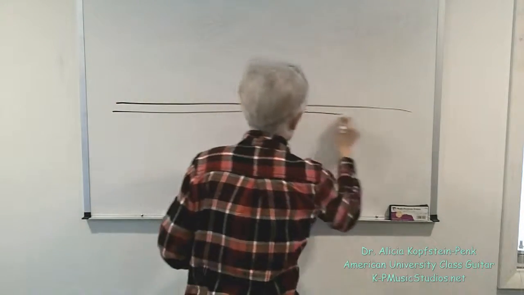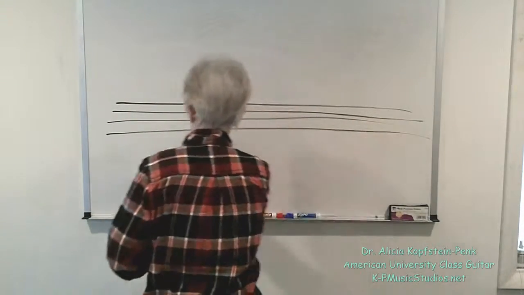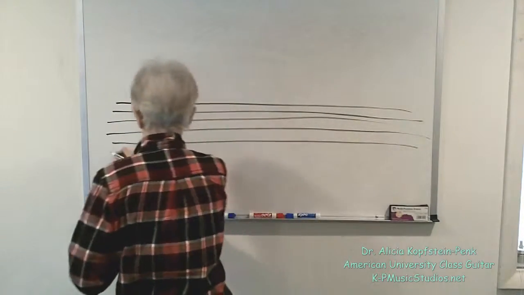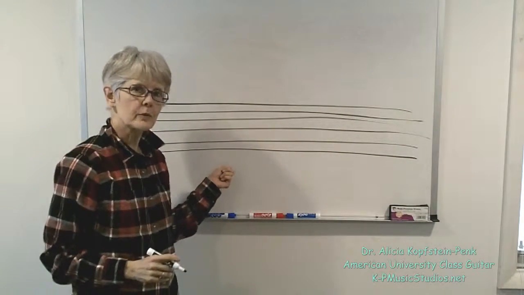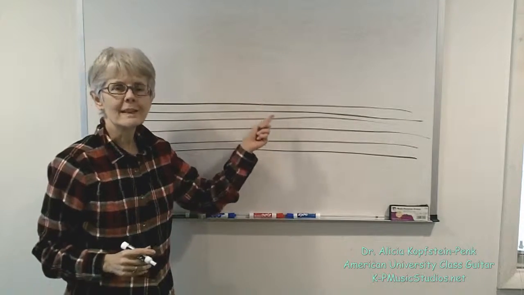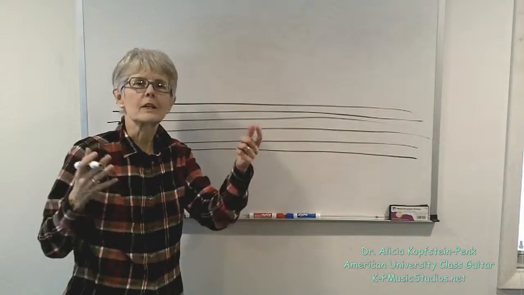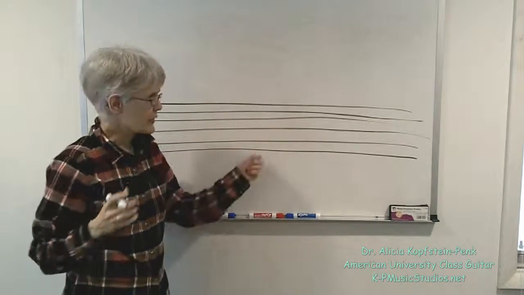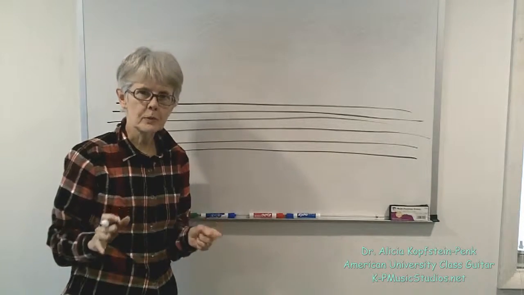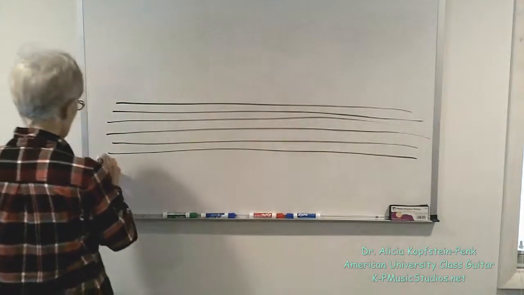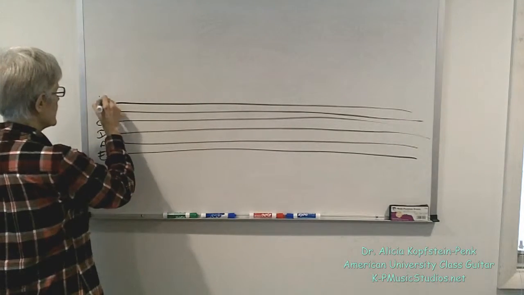1, 2, 3, 4, 5, 6. How can you tell the difference between music notation and tab? How many lines have I got? 6. How many strings have I got? 6. So if you have 6 lines, it's a representation of the guitar. If you have 5 lines, it's music notation. Here is your E, A, D, G, B, E.